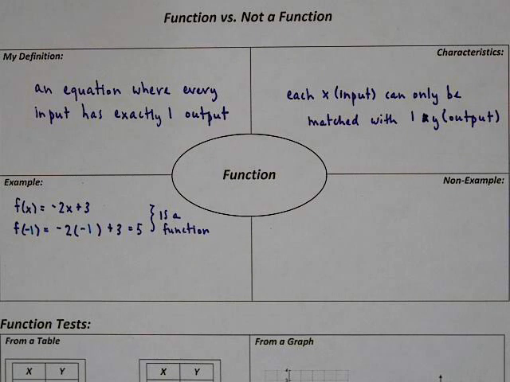So I'm actually not going to worry about the non-example here. When we start looking at function tests in just a minute, we'll look at examples and non-examples. And we're going to look at different representations. So here we looked at an equation, but we're also going to be looking at tables and graphs and ordered pairs. So let's see what that would look like.